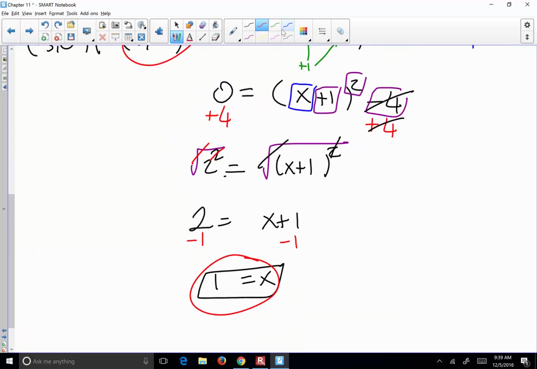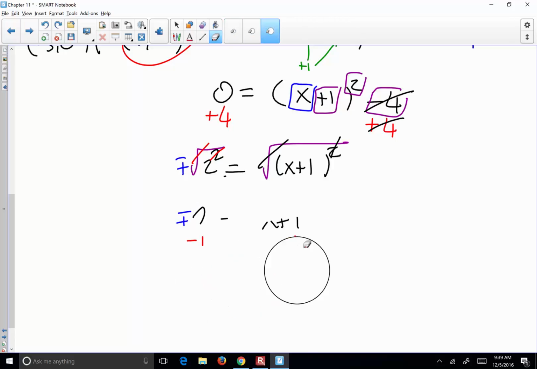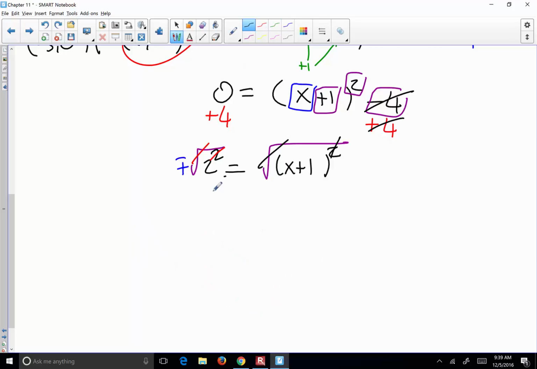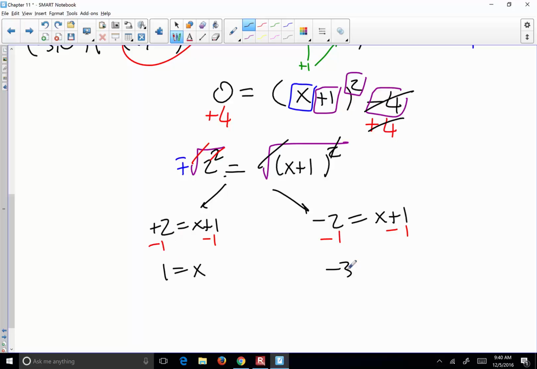Why? It's not the fault of the vertex form, it's my bad. When you take square root of both sides in equation solving, when you're killing a square, you need to put plus and minus here. So you have 2 solutions here. Let's redo this part. You have 2. One is positive 2. The other one is negative 2. Now when you subtract these, you get 1 and minus 3 both. You see? I got both of them together.